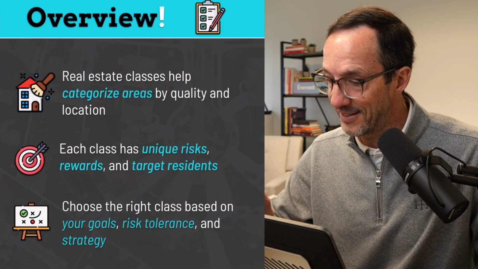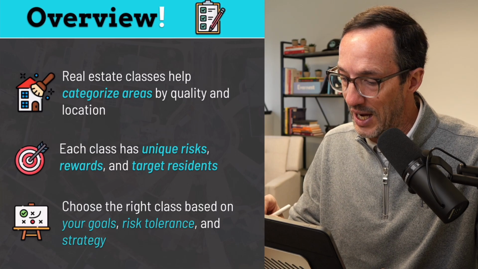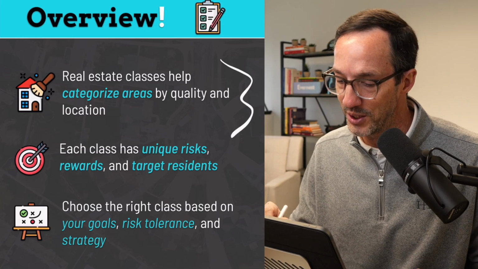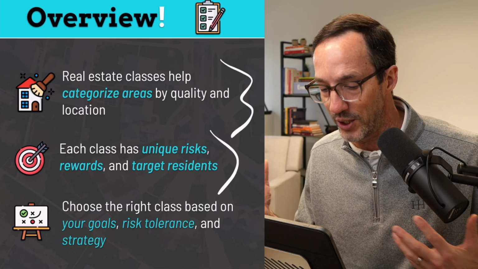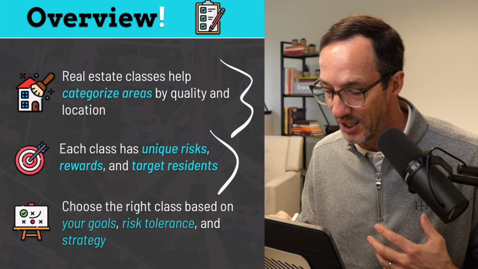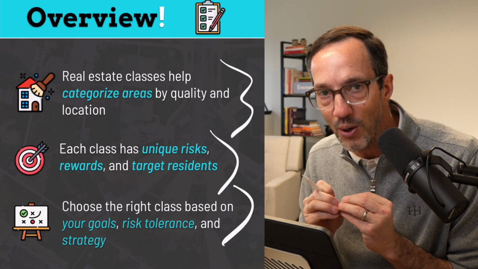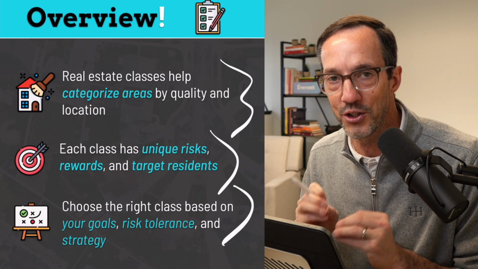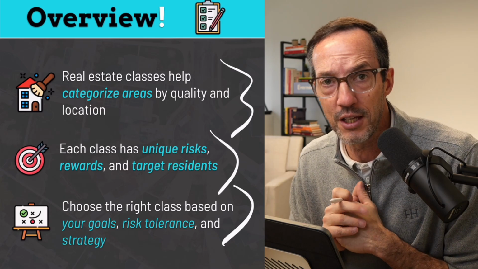All right, that's it. This is just a quick overview. Obviously, the class of neighborhood is really, really important. They all have unique risk, rewards, target residents. Choose wisely, choose wisely, choose wisely. Make sure you understand what you're buying. I hope this has been helpful.